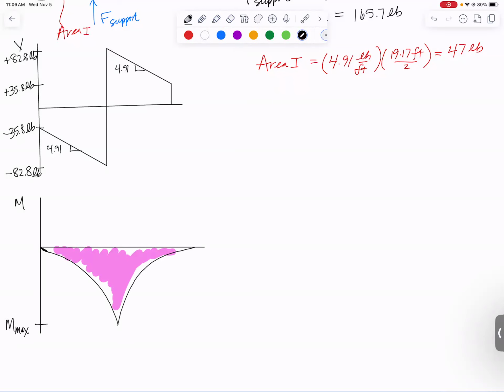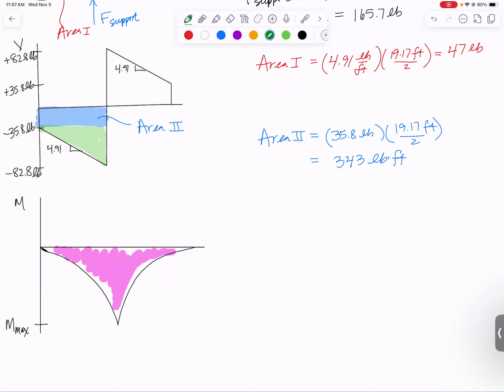So the way we do that is we need the area under this part of the curve. I want to break that up into a rectangle and a triangle. Let's do a blue rectangle and a green triangle. So if I can find those two areas and add them up, I will be able to find out how big M max is. Area 2 first, that's going to be 35.8 pounds is one side of it, and then the other side is half of the length of the beam. So 19.17 feet divided by 2. Again, that number comes out to be 343 pound-feet.